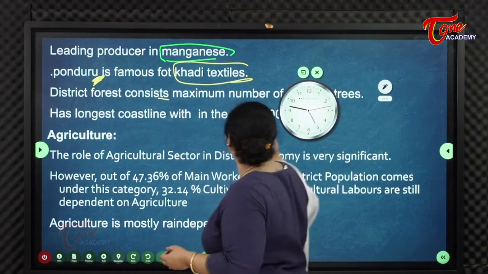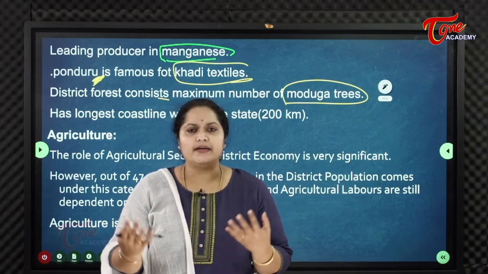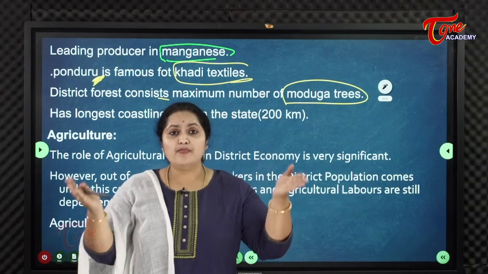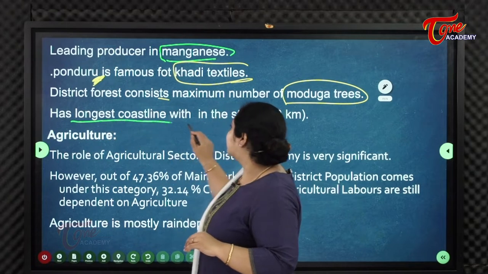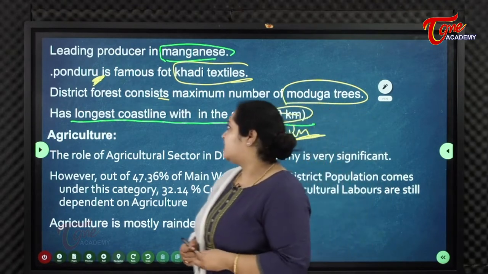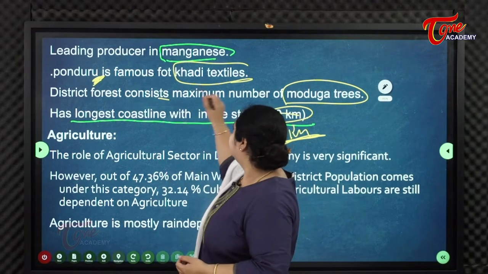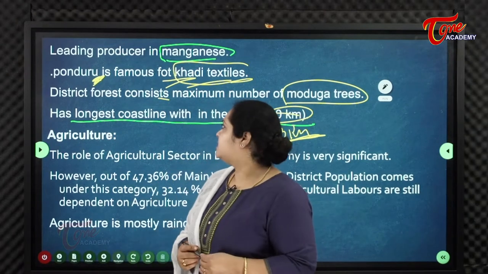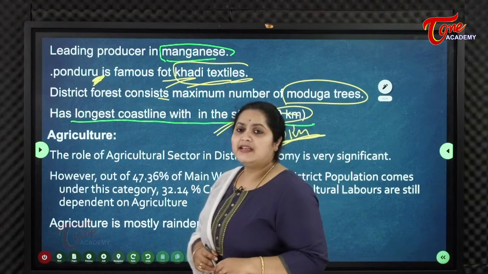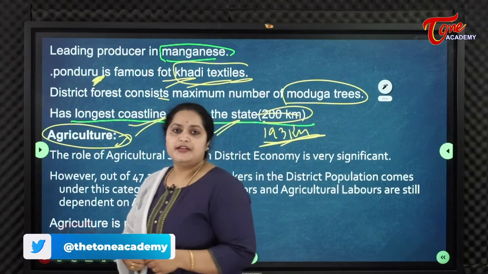Next, the district forest consists of a maximum number of moduga trees. If you look into the forest area of Srikakulam, you get the maximum number of moduga trees. It has the longest coastline in the state, 193 kilometers. In some books it's written as 200 kilometers, but you can take it as 193 kilometers. So, coming to natural resources, it is a leading producer in manganese, famous for khadi textiles, its forest has many moduga trees, and it has the longest coastline of Andhra Pradesh. That is the natural resources of Srikakulam district.